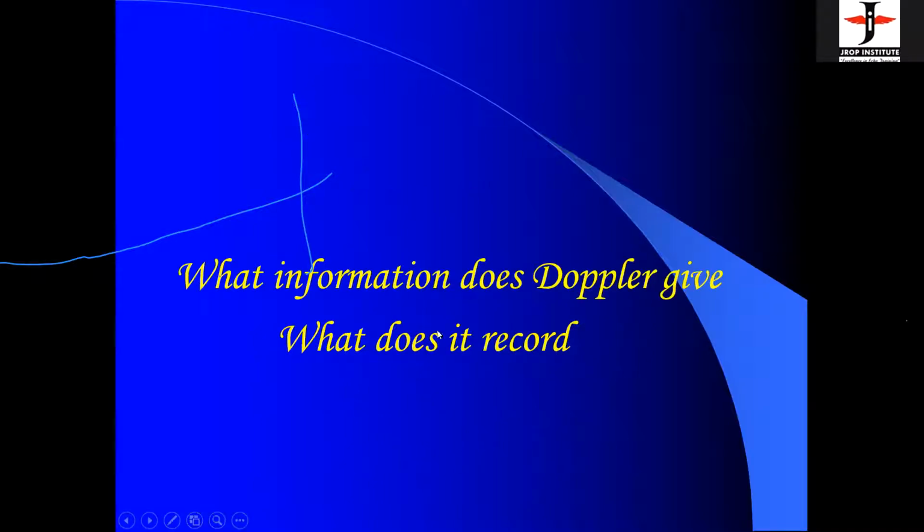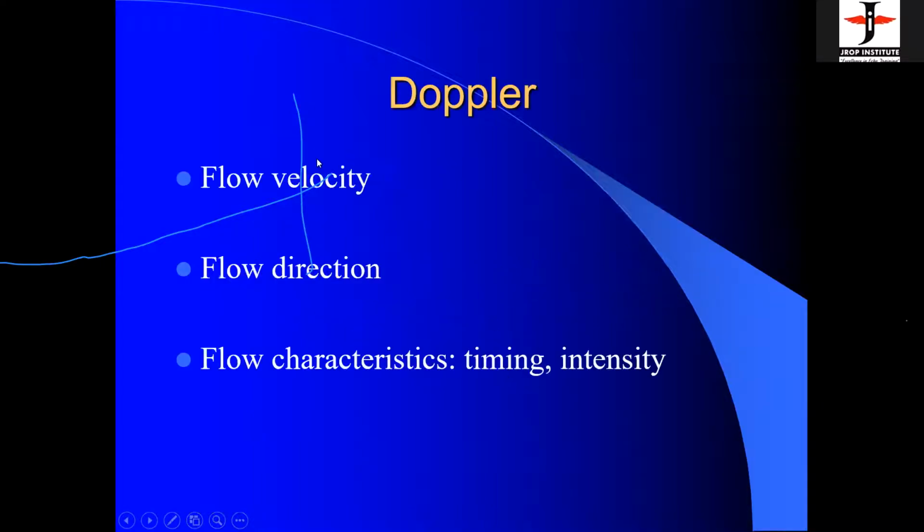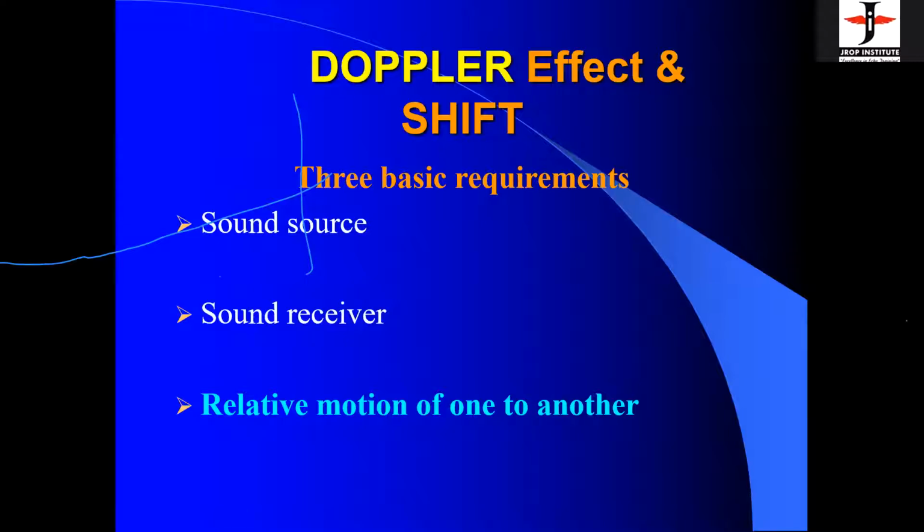Now, what information does Doppler give and what does it record? As we told you, it records the velocity. Direction will show you in the next slide or so. So basically up to this level, Doppler records a flow velocity. Now, for a Doppler, this is the only physics slide. For what is known as the Doppler effect or shift, there are three basic requirements. Number one, a sound source.